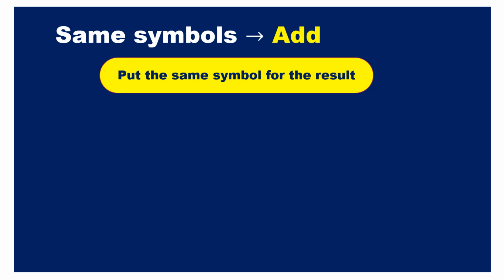So same symbols add. So you should know this. Same symbols friend is addition. Remember it in this way: same symbols addition, same symbols friend is addition. So after adding, you should put the same symbol for the result. So let me give the example.